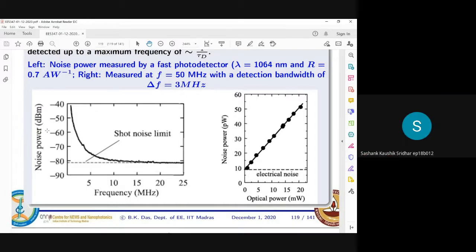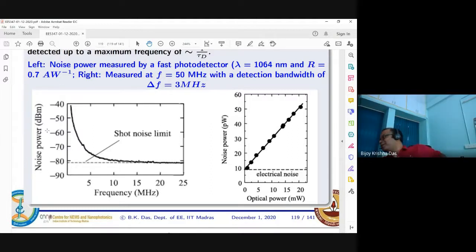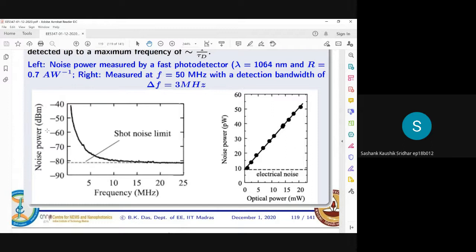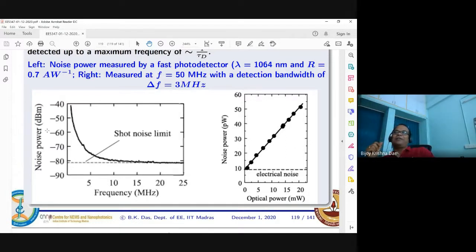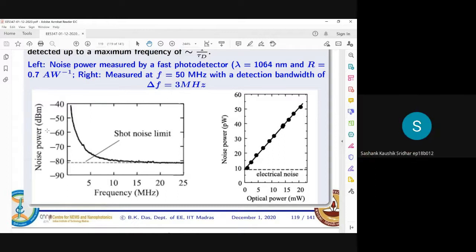Sir, is it 10 log of the power by 1 milliwatt? Power by 1 milliwatt, yeah. Suppose if it is 1 microwatt divided by 1 milliwatt, what does it mean? That will be 1 microwatt by 1 milliwatt. 100 microwatt by 1 milliwatt, no meaning, right? When you take dB, it should be a dimensionless quantity, right?